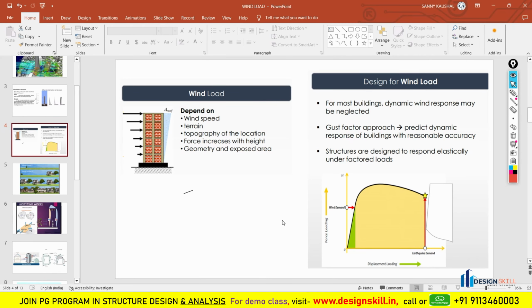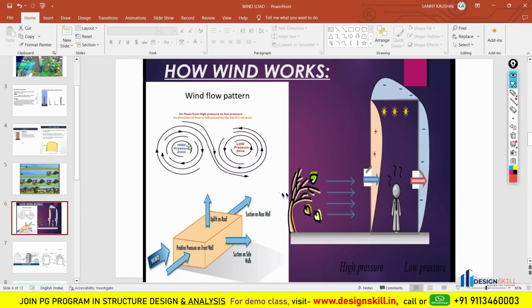Now move to the next slide, which is on how the wind works. Generally this means the wind flow pattern, how actually the wind is going to move. As you already know, wind moves from the high pressure zone to the low pressure zone. Let's suppose here is a high pressure zone, then it is going to move into the low pressure zone. So there is always a difference of pressure which creates the flow of the wind.